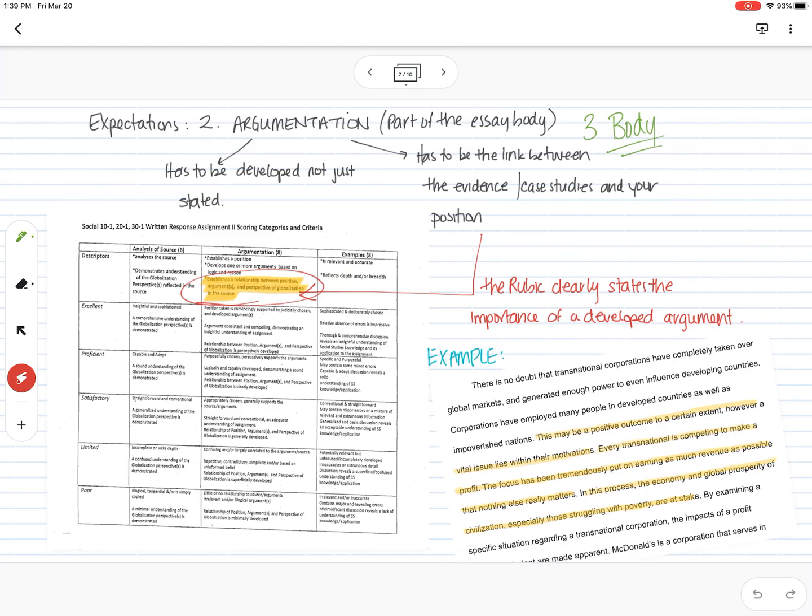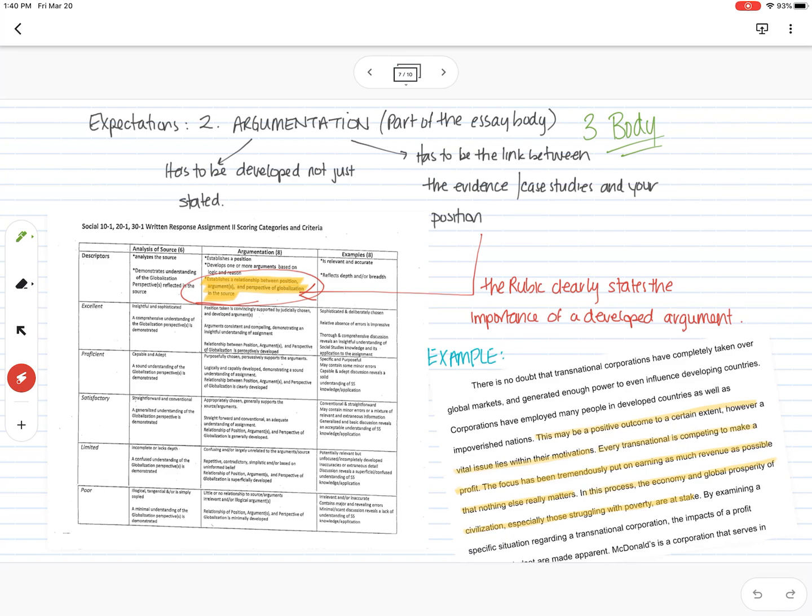Now, as you can see with the rubric that I provided you, argumentation is its own category within the rubric. The biggest thing about argumentation that we have to realize is that we need to establish a relationship between the position, the arguments, and the perspective of globalization, nationalism, or the ideological perspective of the source. So again, it has to be the link between the evidence and the case studies, and it has to be developed.